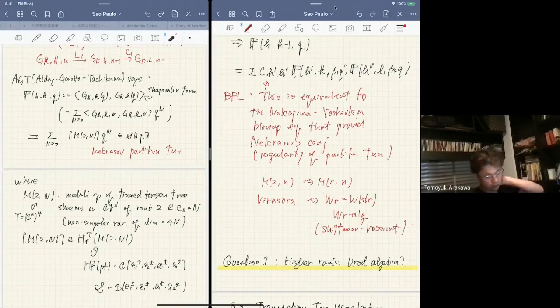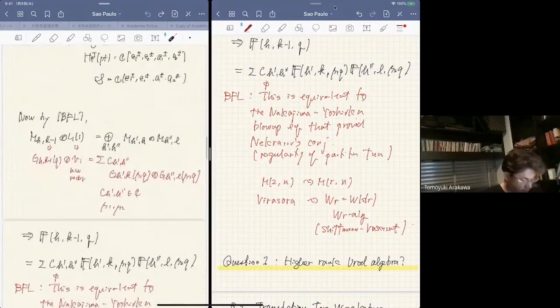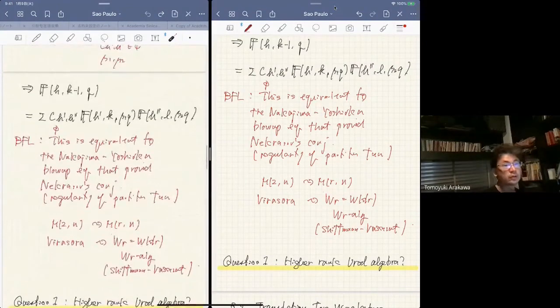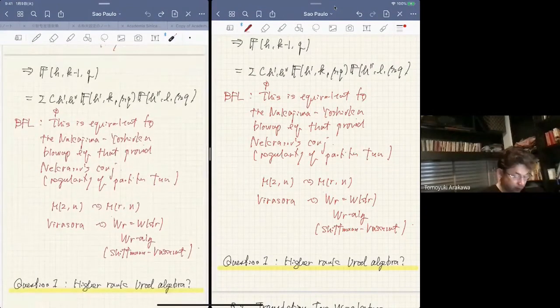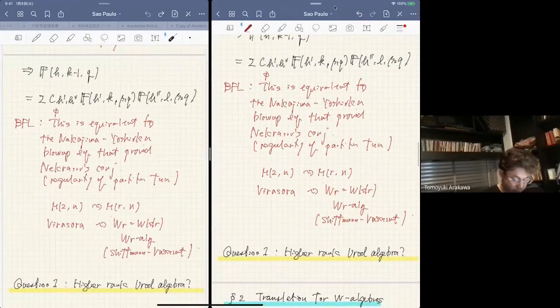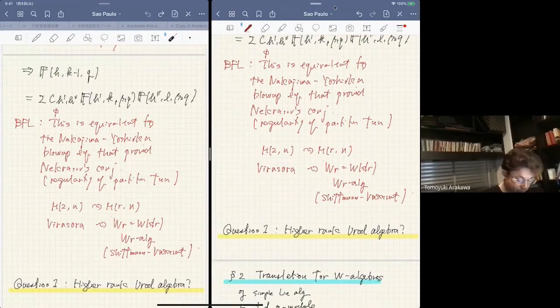So it's natural to try to generalize to this higher rank case. The question we'd like to ask is how to construct a higher rank W-algebra. So this is one of our motivations. And now I'd like to explain another motivation.